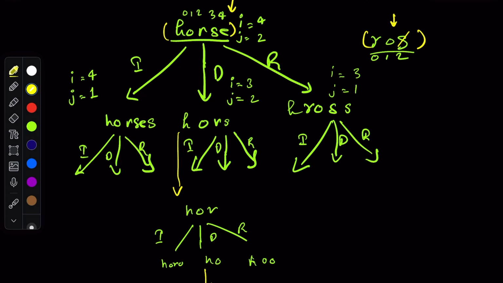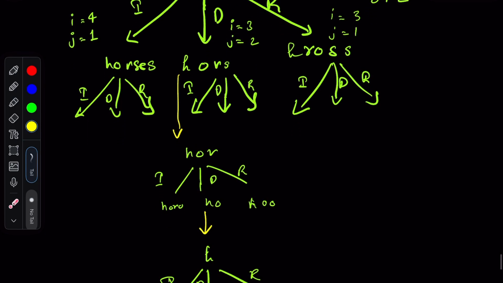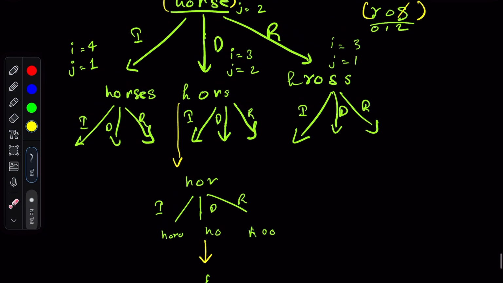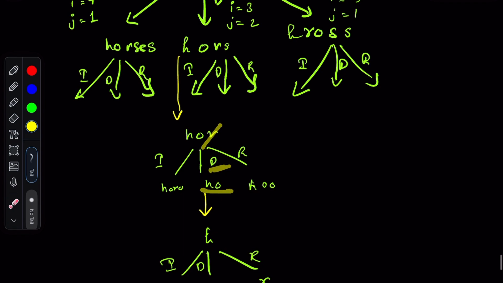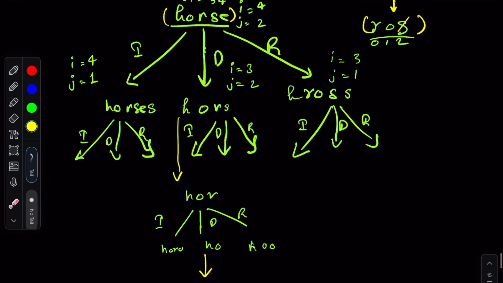Now let's look at this case. Do O and R match? No. Then what can we do? We can do any of the three steps. The optimal in this case will be delete. We remove R, we get HO, and now, do O and O match? Yes, they do. So we can delete O and move the pointer to R.